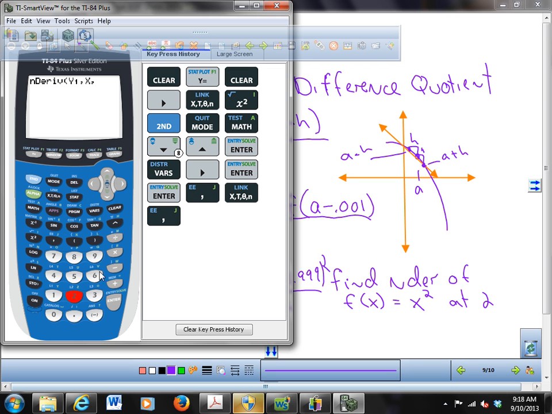right? So some of you know the power rule. What's the derivative of this? 2x. And so 2 times 2 should give you 4. And so if I hit enter, I hope that I get 4, which I do.